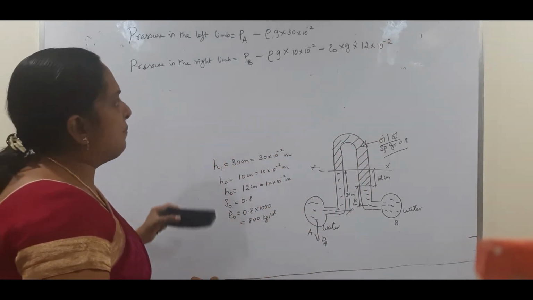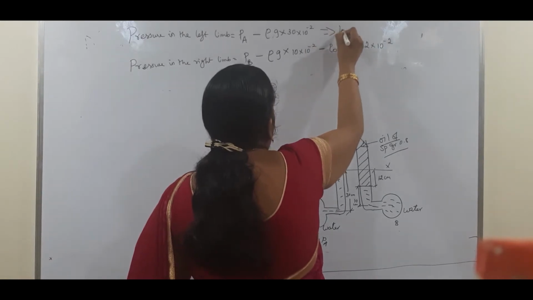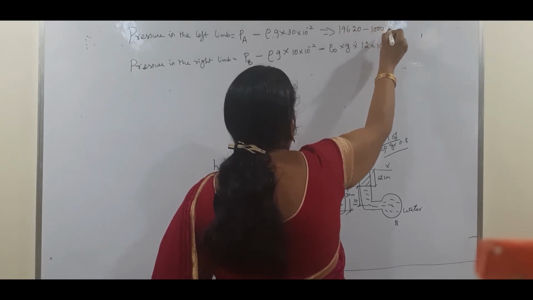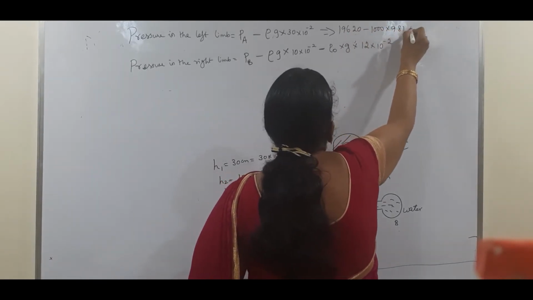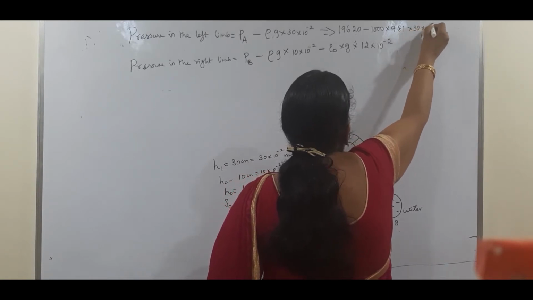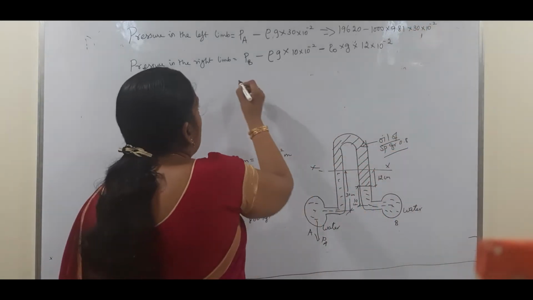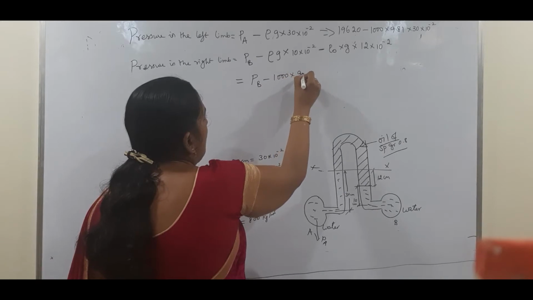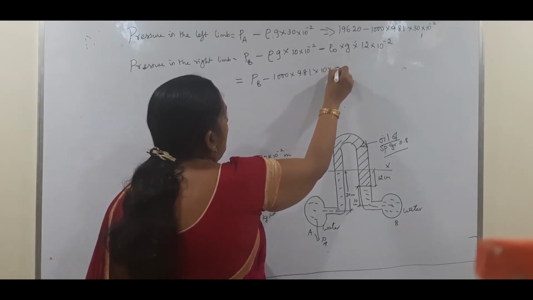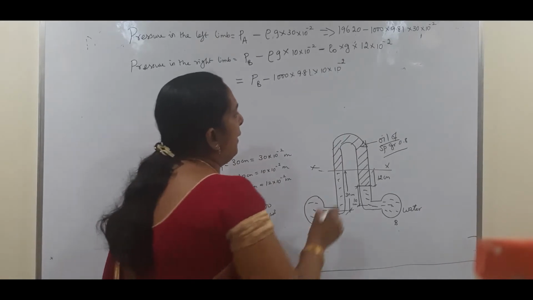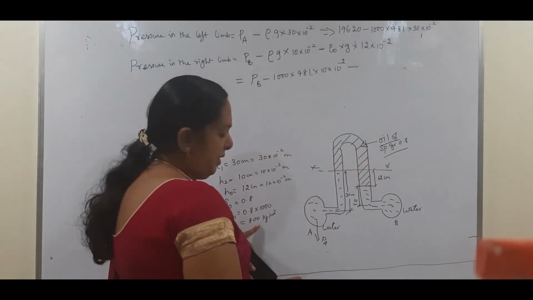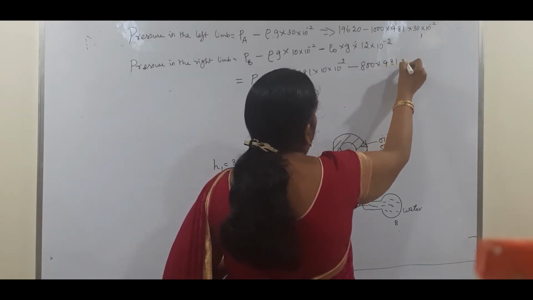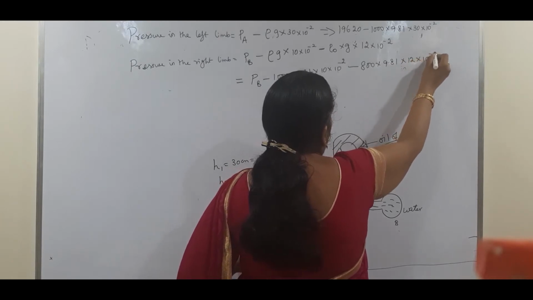So I am going to substitute the values here. We know the value of PA. Just now we have found out 19,620 minus rho, the density of water, so 1000, g is 9.81, into 30 into 10 to the power of minus 2. So this is on the left hand side. When you come to the right hand side, PB is unknown, minus rho is 1000 into g is 9.81 into 10 into 10 to the power of minus 2, minus rho naught, we have found out it is 800 kg per meter cube, so 800 into 9.81 into 12 into 10 to the power of minus 2.